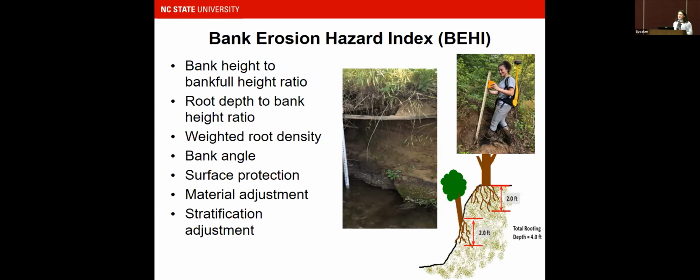The Bank Erosion Hazard Index, or BEHI, represents your erosion potential for a bank, and it's composed of 7 different parameters that are either visually or quantitatively assessed and measured out in the field. You take all those parameter index scores and add them together to get a total BEHI score. The higher the score, the higher your erosion potential, and that score is correlated with a BEHI category from very low all the way up to extreme.